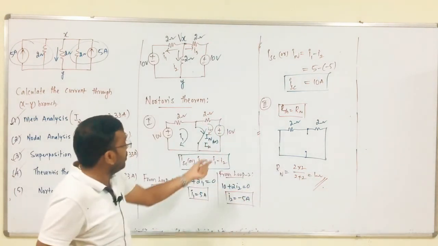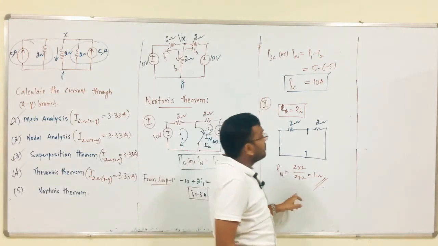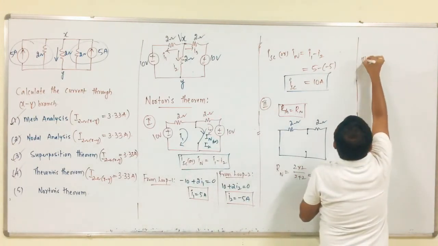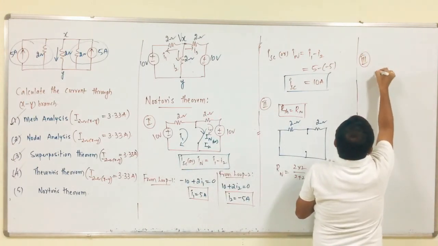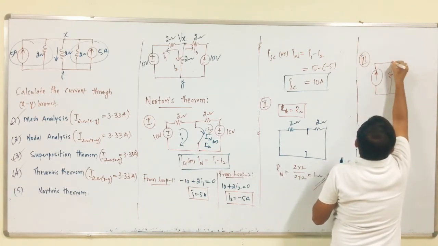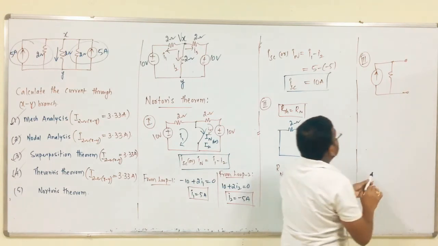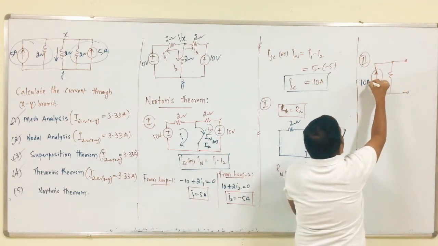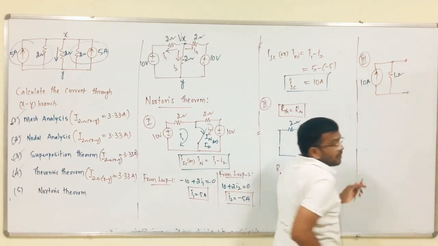So, finally, we have ISC and RN. Step 3 is what? Obtain the Norton's equivalent circuit, that is IN, which is in parallel with RN. What is the value of IN? 10 amps. This is equal to 1 ohm.